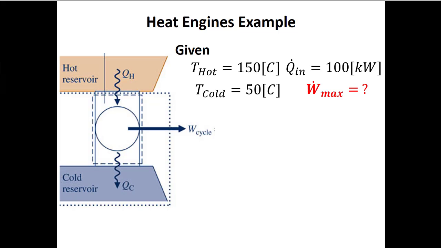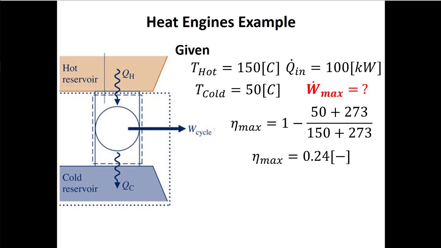Right, so this is just an example. Here we've got temperatures, hot and cold, but they're given to us in Celsius, right? So the spidey sense should be tingling. And we're told what the heat transfer in is. What's the maximum work that we could get out, right? So in order to do this, we can find the maximum efficiency, right? That's 1 minus T cold over T hot. But we've got to convert both of those things to Kelvin, so we add 273, right? Here we see our maximum efficiency is 24%, right?